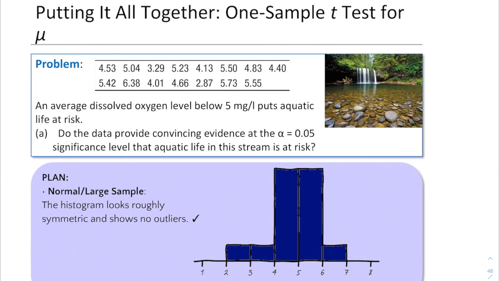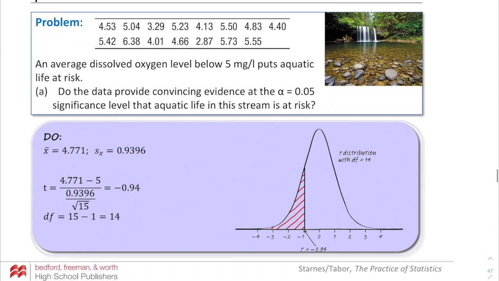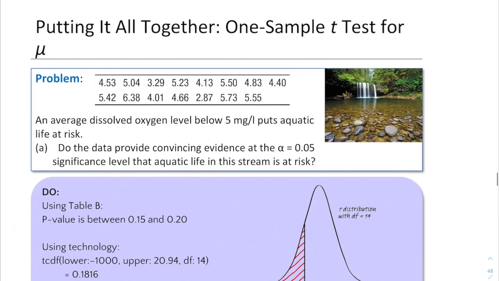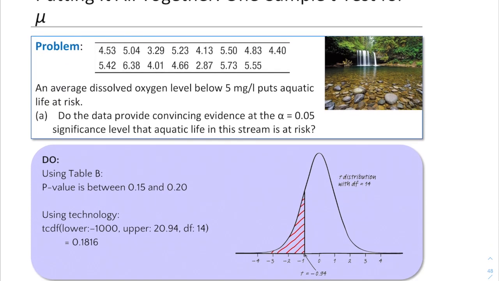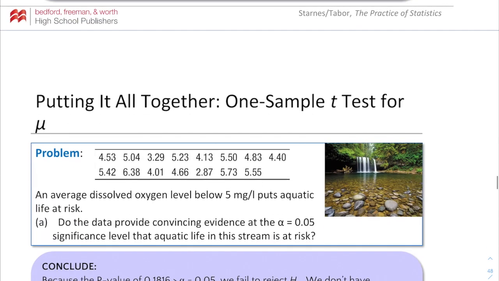Here's a graph of the data. See, here's a histogram situation. It's practically symmetric, and there are no outliers. Right? We have our sample value, our sample standard deviation. So t is negative 0.94, degrees of freedom are 14. So using the table, you get a p-value between 0.15 and 0.20. Using your calculator, it's 0.1816.